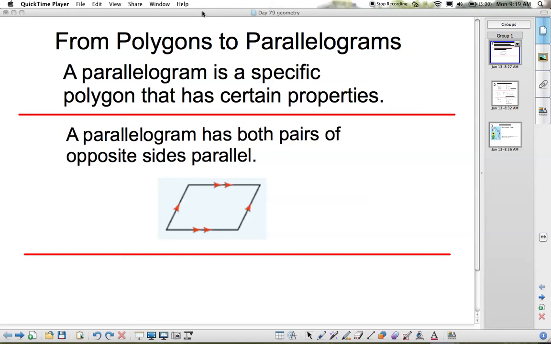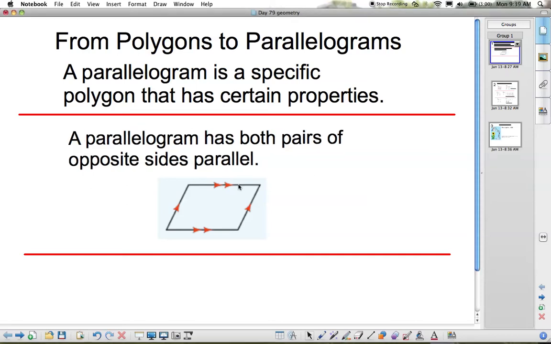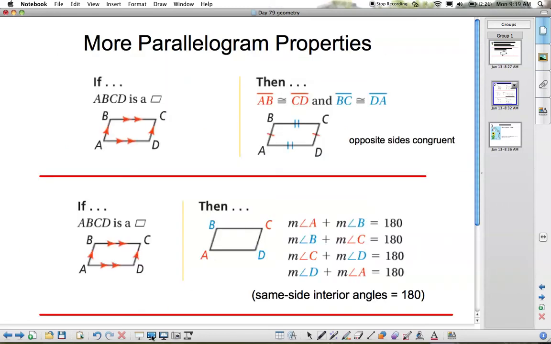First, you need to know a parallelogram has both pairs of opposite sides parallel. As you can see, sides A and B are parallel, and C and D are parallel. So you have to remember your properties of parallel lines and transversals. If you have a parallelogram, you have these properties.